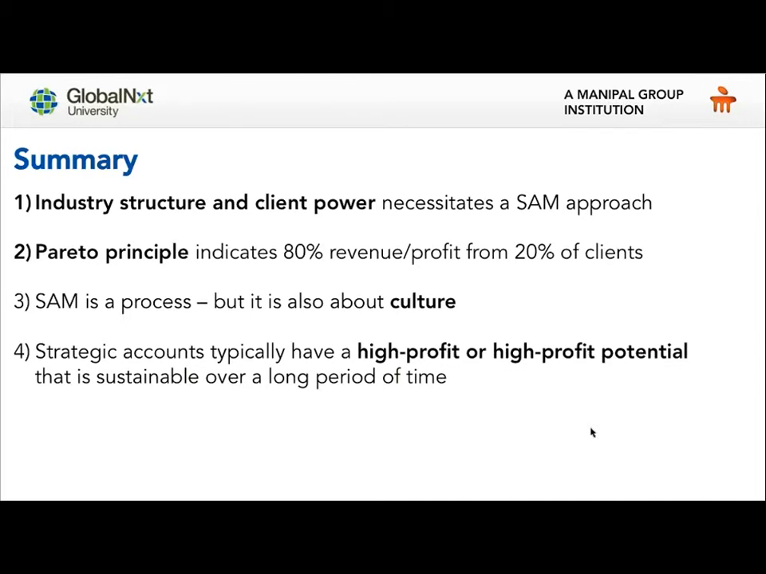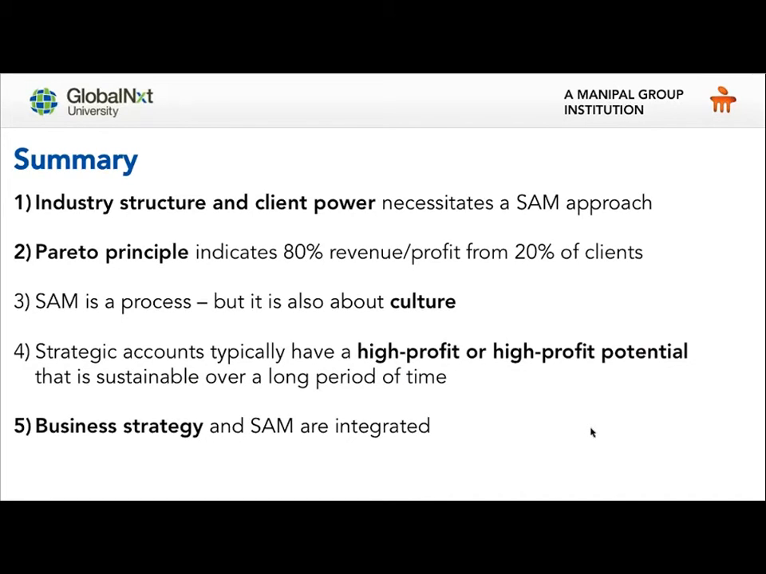I talked about strategic accounts and what we define as a strategic account. I talked about high profit or high profit potential. That's typically the goal, basically. It doesn't make sense for you to spend energy on the accounts which are of low value. You really would be spending the effort in the wrong way. All companies have finite resources. You have finite people, so why not spend your time and effort on the accounts that really matter more to you as an organization?